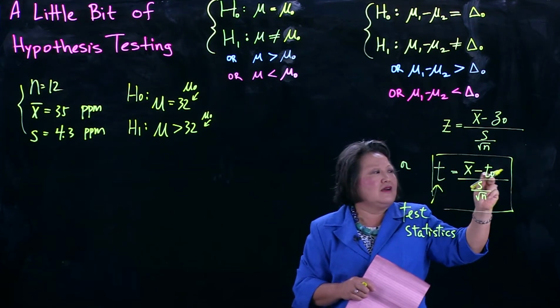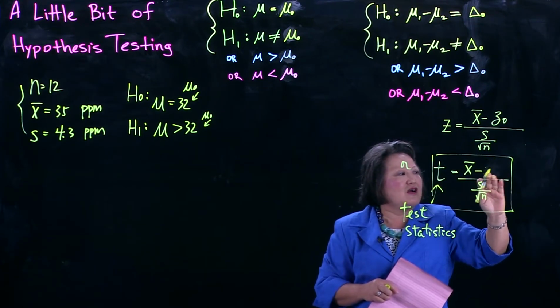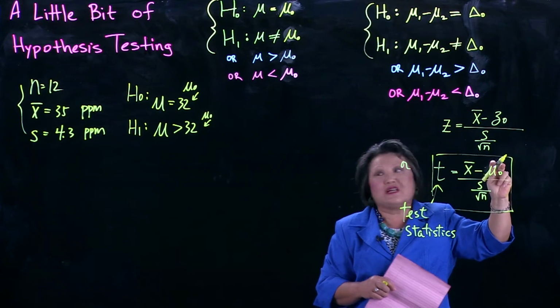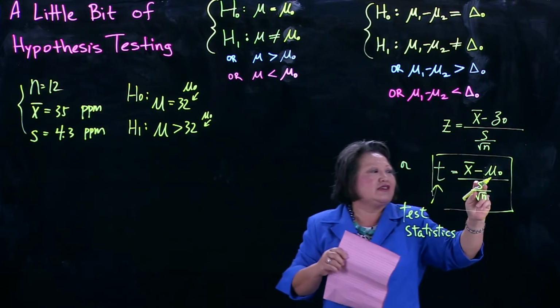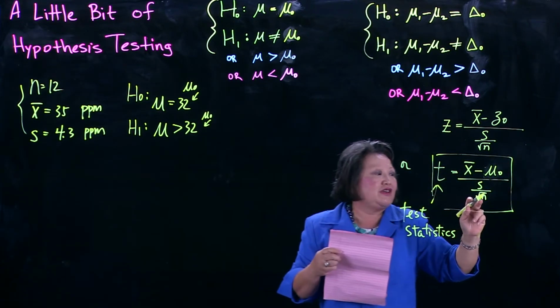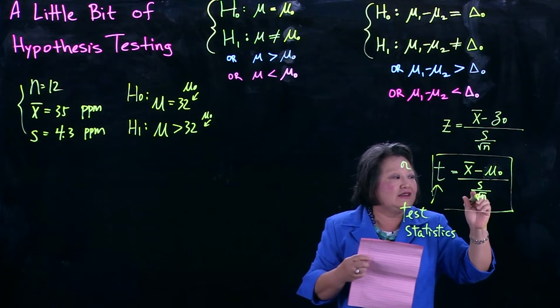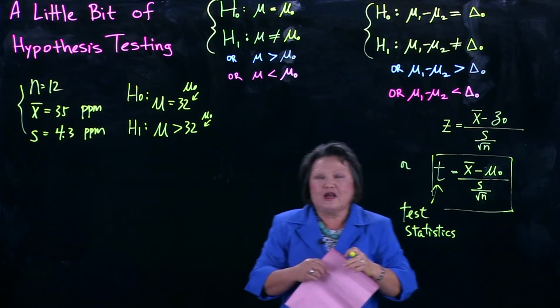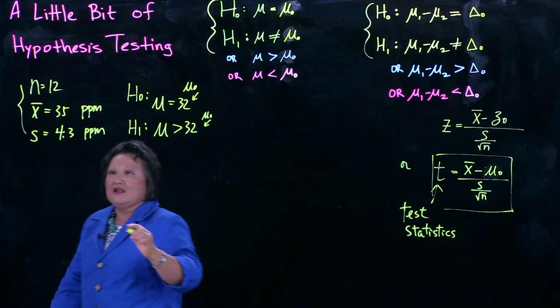This is your X bar, the number you calculate. Here we have mu naught, the number you're testing. Here it is 32. This is S, the sample standard deviation. This is the N. Again, you see how this N appears here. Okay, so let's go ahead and calculate that and see what we get.